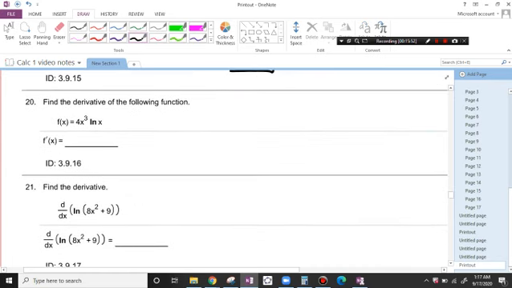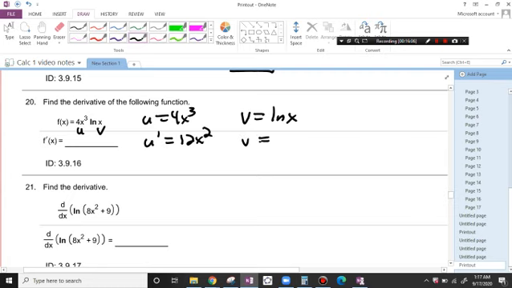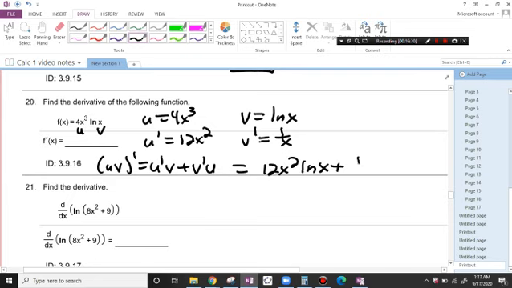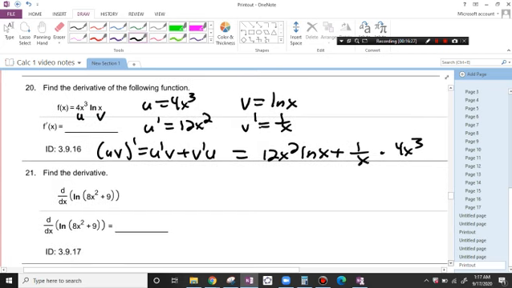Playing with logarithmic stuff here. Product rule, u in this case is 4x to the third, v is the natural log of x, u prime is 12x squared, v prime is 1 over x. The derivative of uv is u prime v plus v prime u. u prime is 12x squared, v is the natural log of x, plus v prime is 1 over x times u, which is 4x to the third. Simplify if you need to.